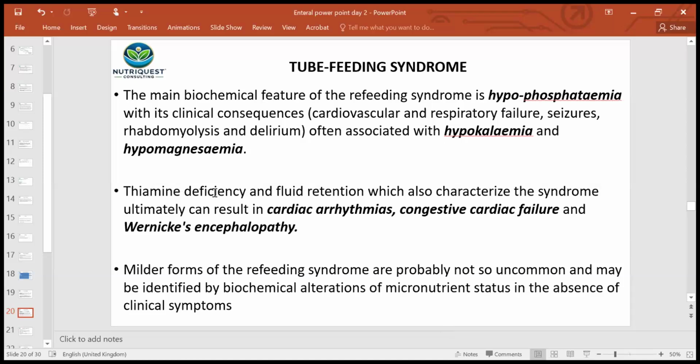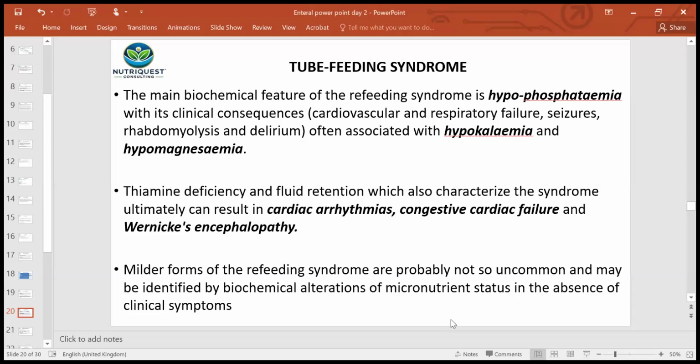Then, of course, thiamine deficiency. We know thiamine is vitamin B6. Is it B6, if I'm not wrong? No, B6 is pyridoxine. It's B1. B1, thank you. Yes, exactly, B1. So with thiamine deficiency, remember B1 and B6 are known for the issues of nerves.